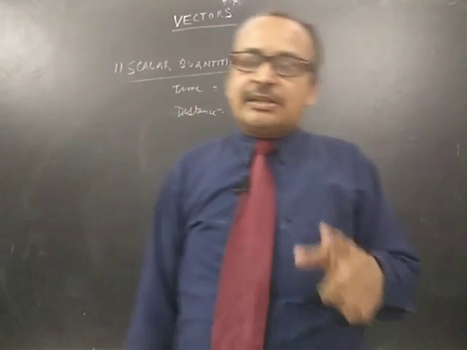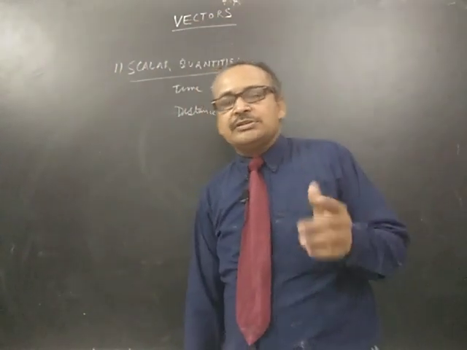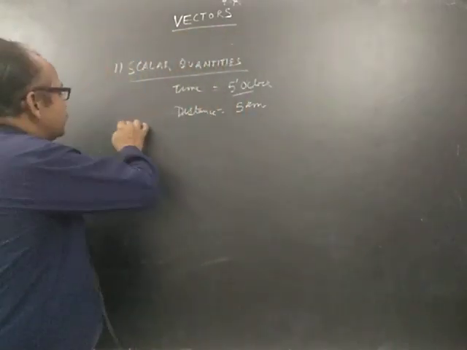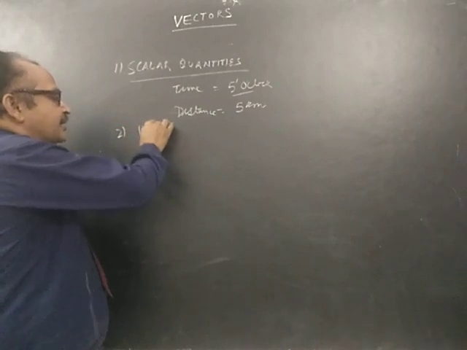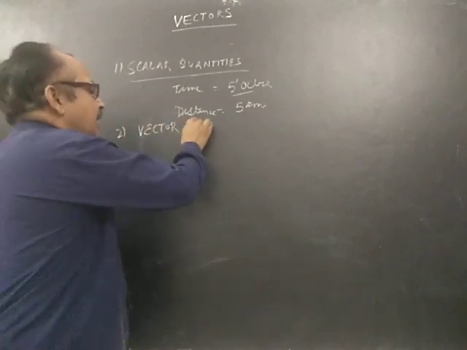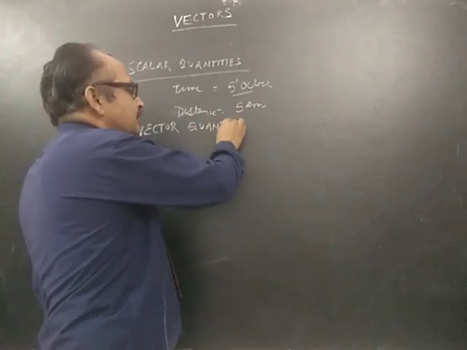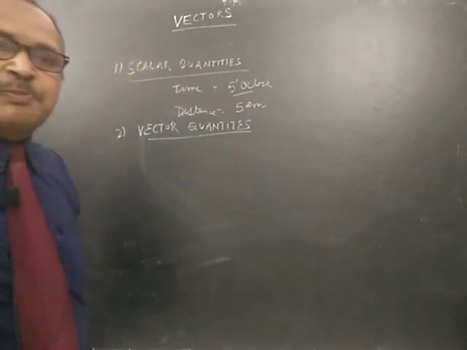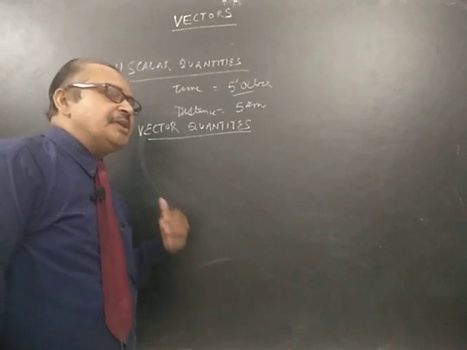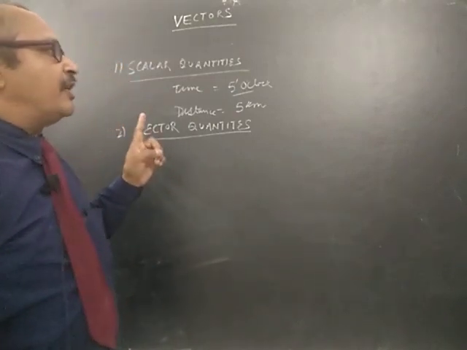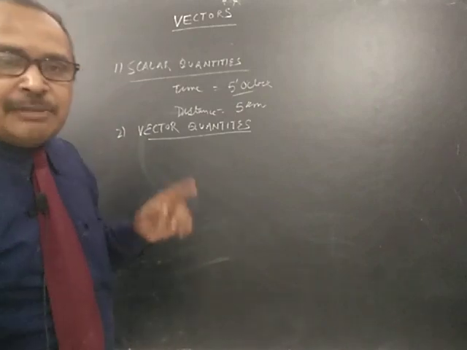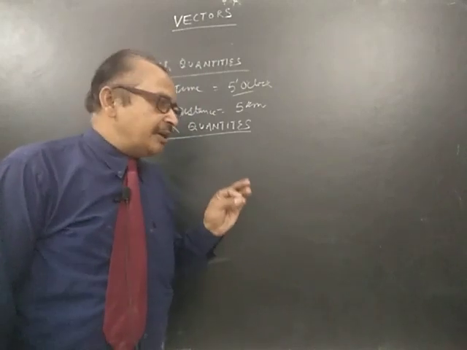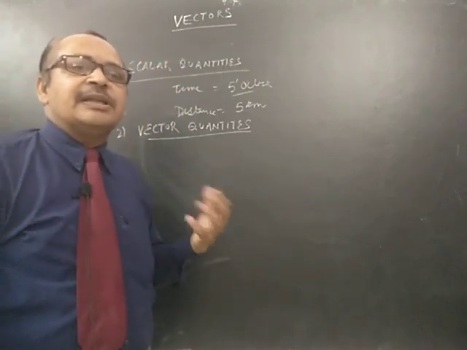But there is another type of quantity which is called the vector quantity, and you can very well understand that vector quantities are those quantities that can be explained completely, or defined completely, only when we have both the magnitude as well as the direction. Without it, we cannot express them clearly.